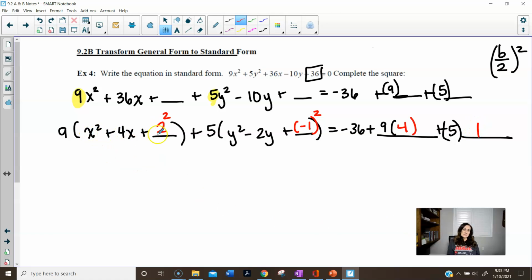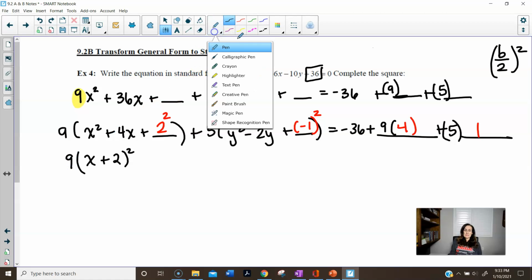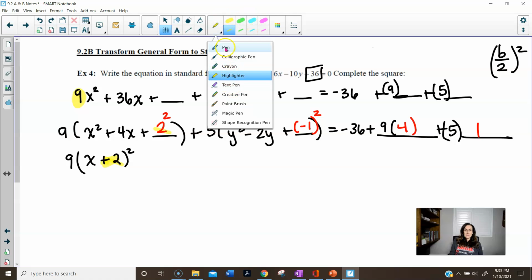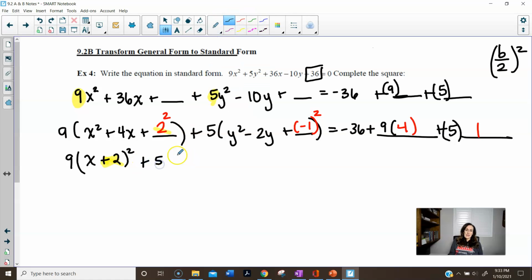All right, so this here is a perfect square trinomial, which you're going to factor. And it's going to factor as x plus 2 quantity squared with the 9 in front. And again, the pattern is this plus 2 is going to be this plus 2. All right, plus 5 times y, and this negative 1 is here, quantity squared. So again, the pattern is if that's a minus 1, this will be a minus 1.